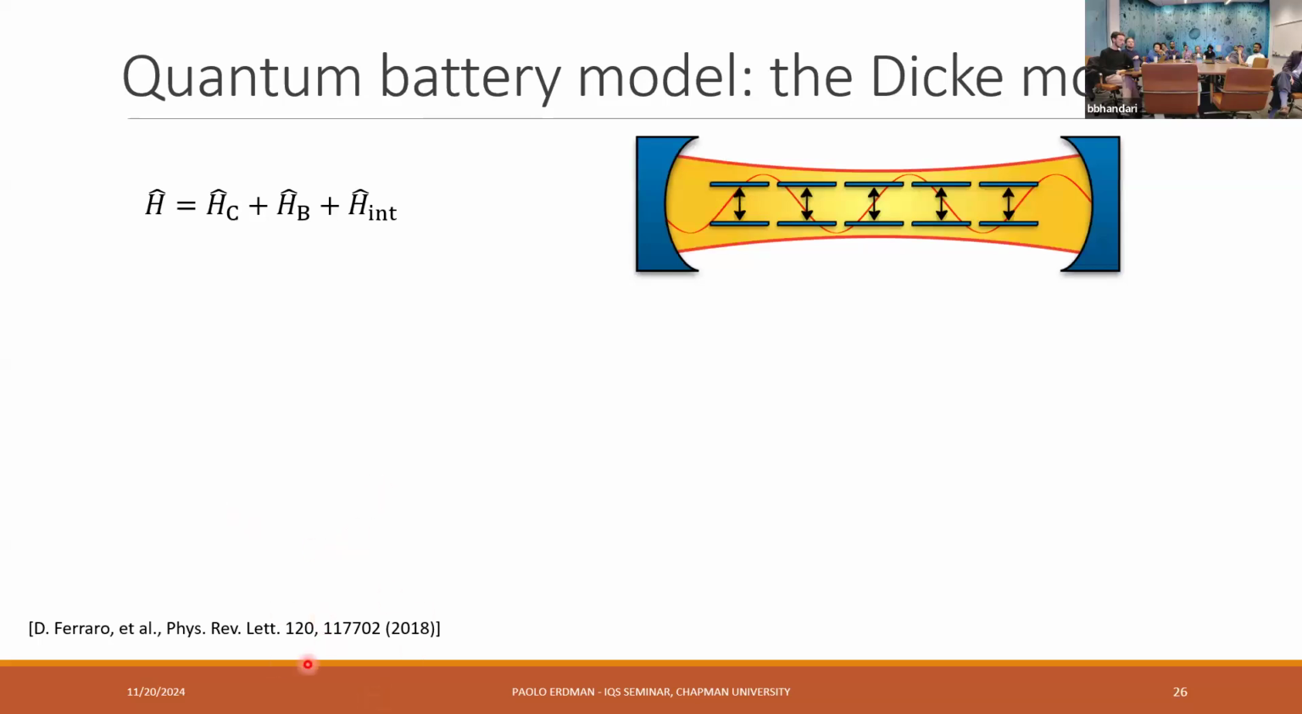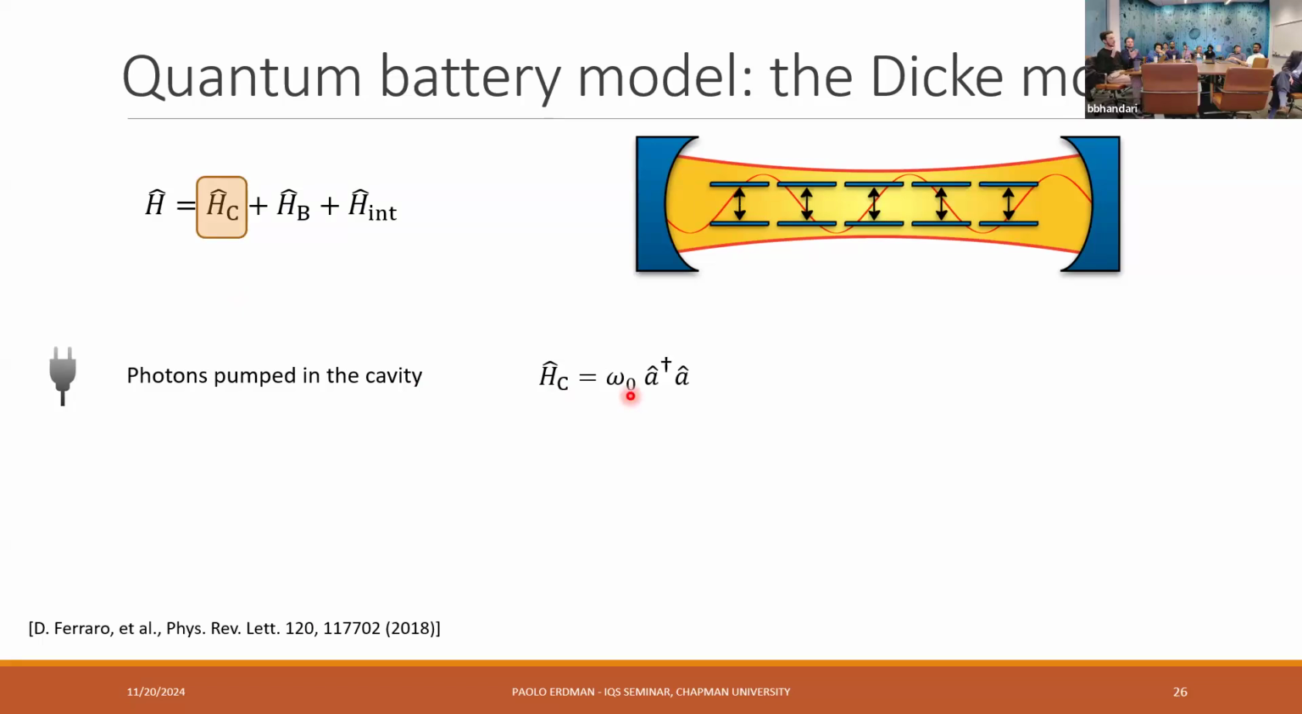So one model that was proposed in this paper was based on the Dicke model. The Dicke model describes the interaction between a collection of atoms that are just described as 2-level systems inside an optical cavity. So this would be representing 2 mirrors, and you have the photons inside the optical cavity that are interacting with these 2-level systems. And here we interpret the photons in the cavity as the charger.